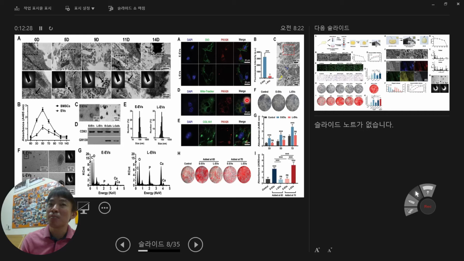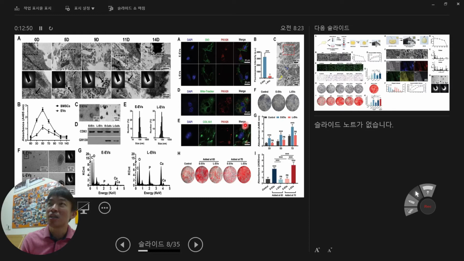And then when they use late EV, this late EV co-localizes with collagen 1 A1, which means that this late EV cannot deposit inside of the cell, but can deposit outside in the extracellular matrix, called collagen A1.